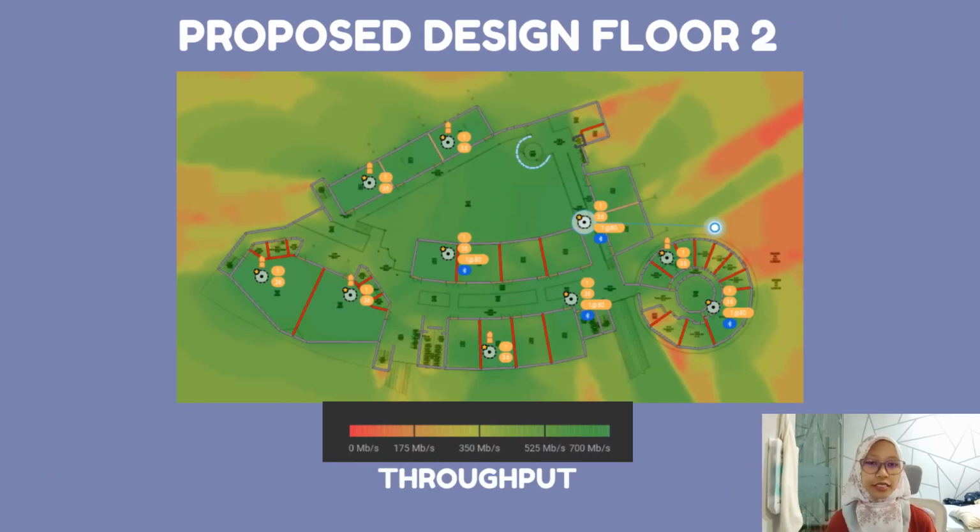And lastly, for the throughput of the proposed design of floor 2, it improves because more areas become green. This shows that the proposed wireless LAN design can support better data transmission performance in the main usage areas. Users in classrooms, staff rooms, labs, and corridors are more likely to experience stable network performance.